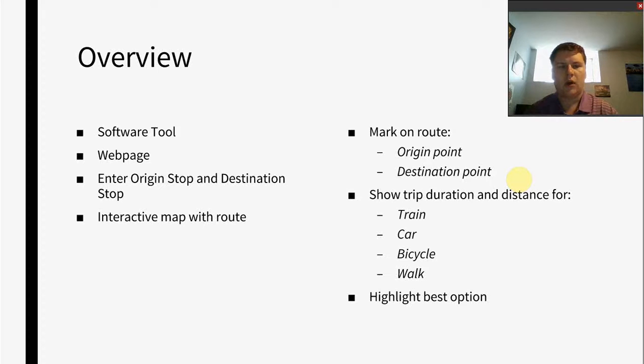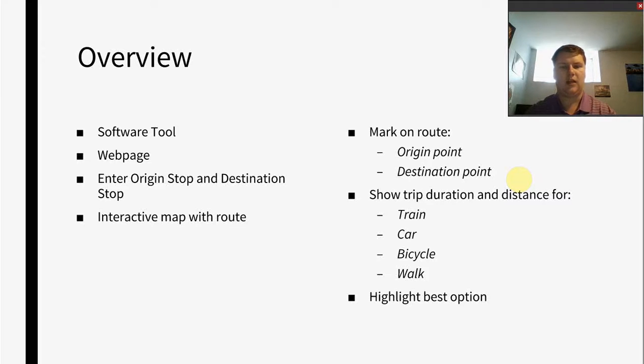And I wanted to have a relatively interactive map with the routes on it. And I wanted to show the various ways you could get around from origin to destination by mode of train, car, bicycle, and also walking.